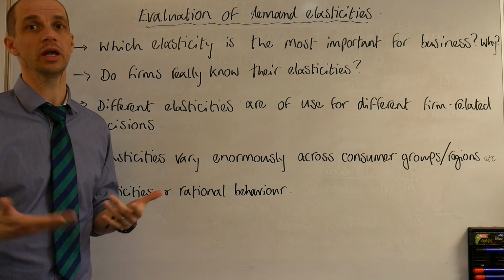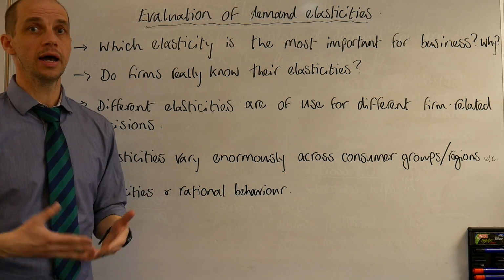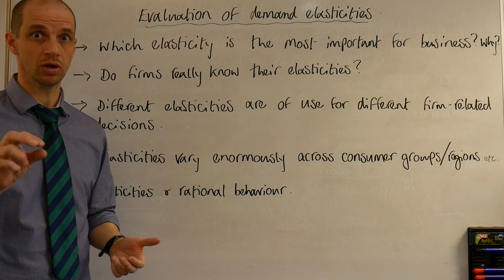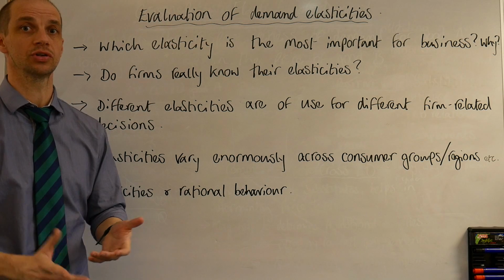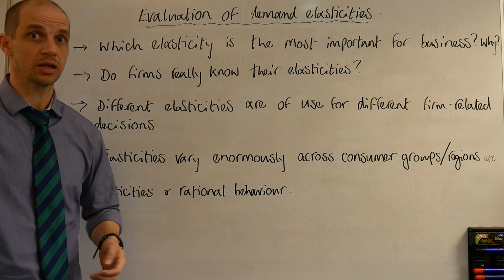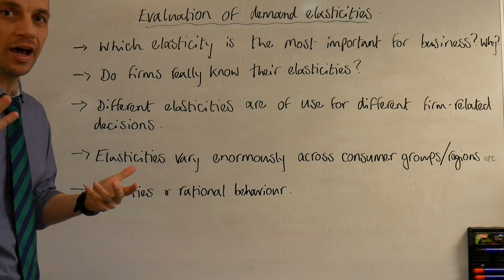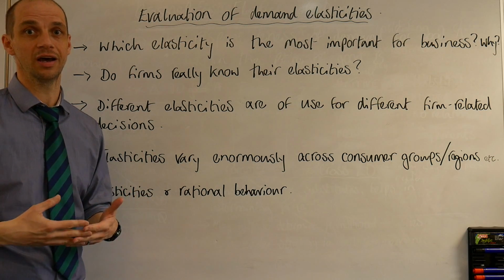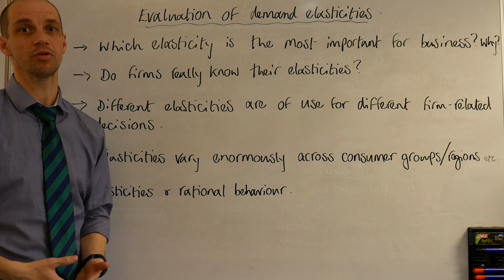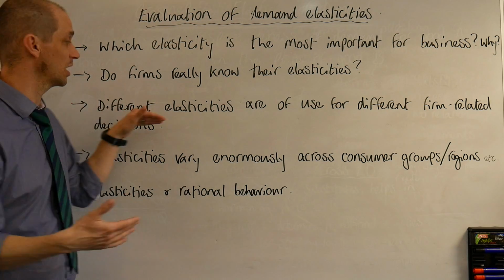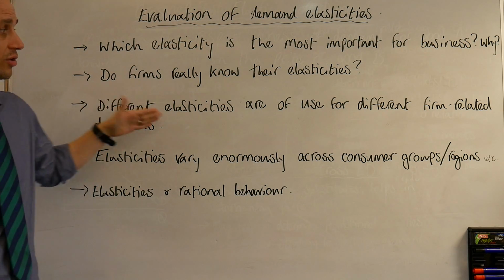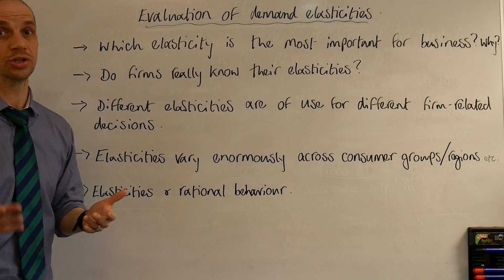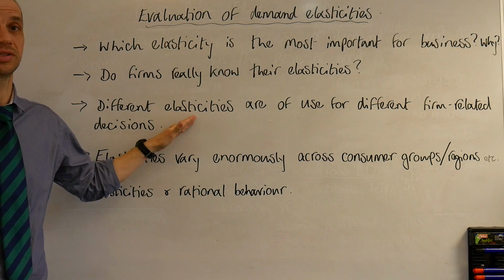But we also saw that income elasticity of demand also has significant uses when it comes to forecasting likely demand changes for certain goods throughout the economic cycle. So yeah, it's very much down to what you think is best and what you think is most appropriate. But of course, and this relates to actually my third point here, different elasticities are of use for different firm-related decisions. So that's an important point to understand.